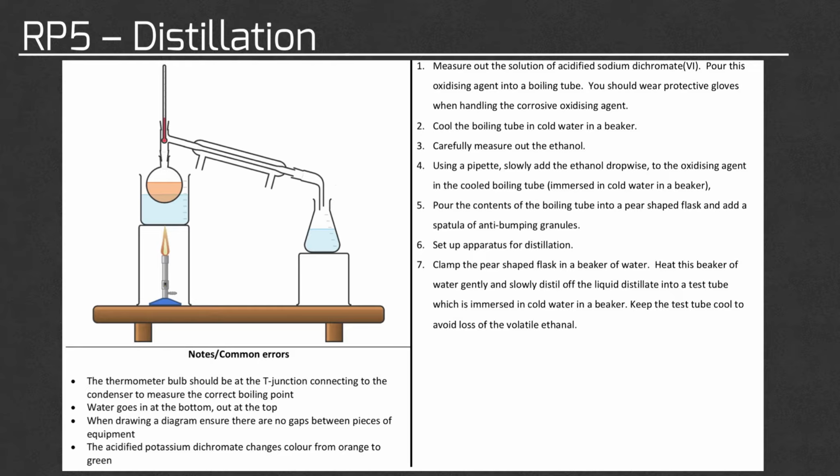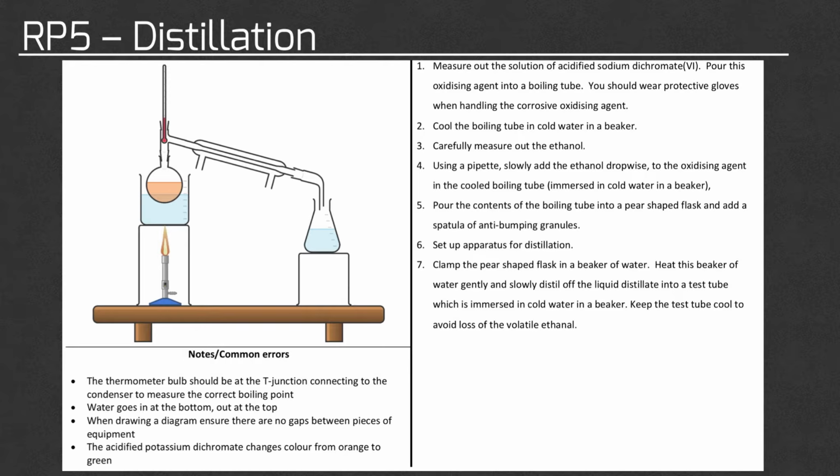You'd then set your apparatus up for distillation, as shown in the diagram. You'd immerse your round bottom flask or your pear-shaped flask in a beaker of water. Heat the beaker of water slowly until your solution starts to distill off. If needed, you could cool your receptacle, in this case a conical flask or a test tube, in cold water to prevent the loss of any ethanol as vapour.